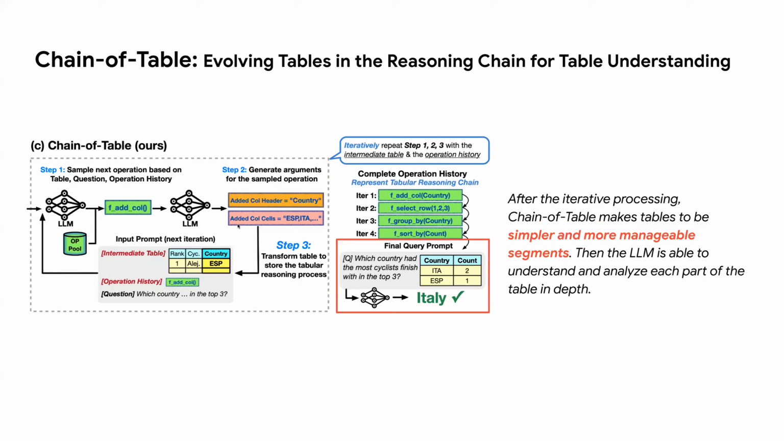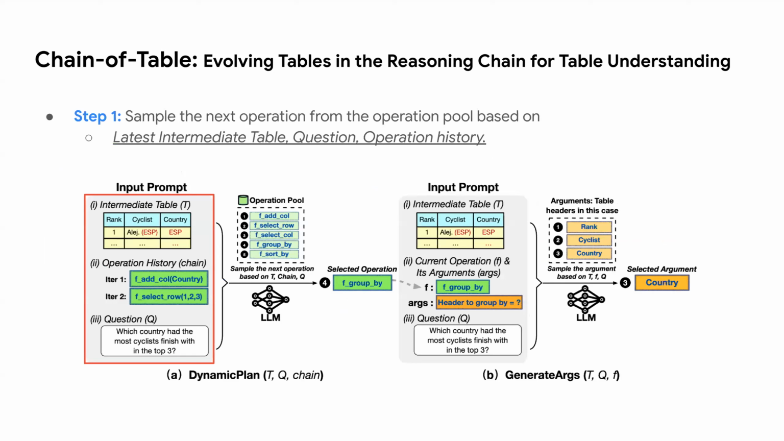After a few iterations, chain of table makes tables into simpler and more manageable segments. Then the large model is able to answer and analyze each part of the table in depth. You can see how simple the final table looks. Only 3 rows and 2 columns, that's it. Let's dive a little bit into the details of this method.